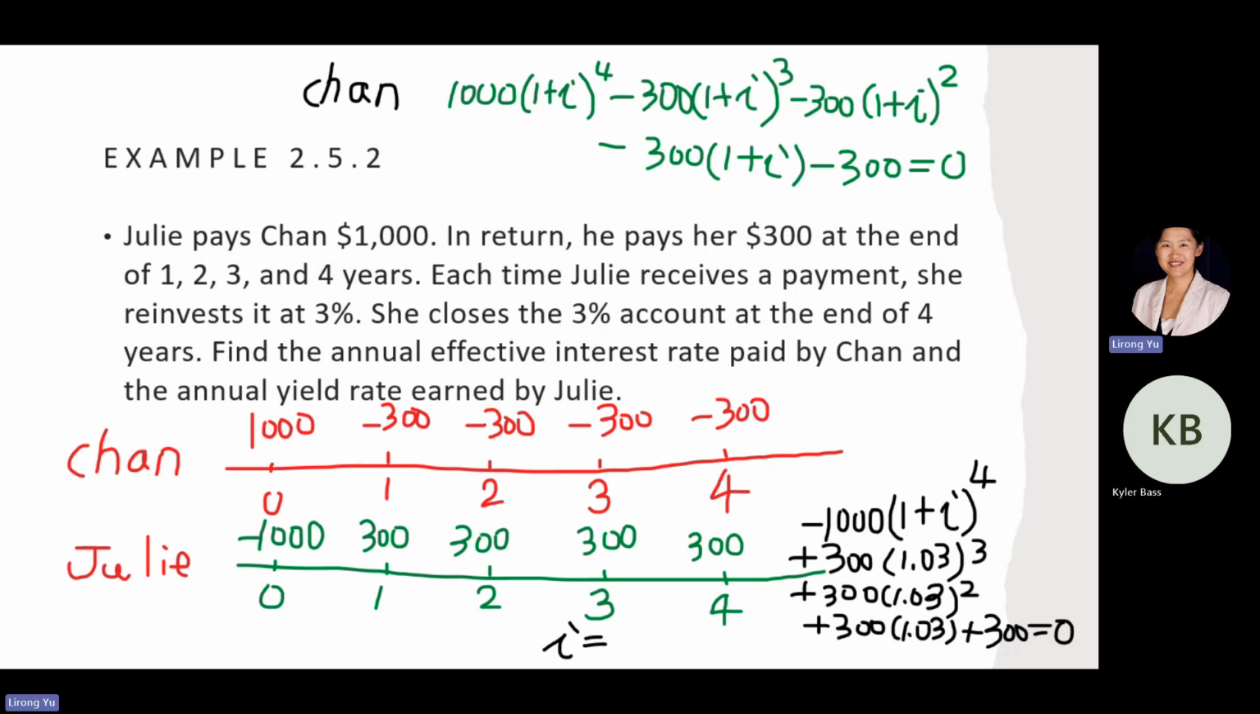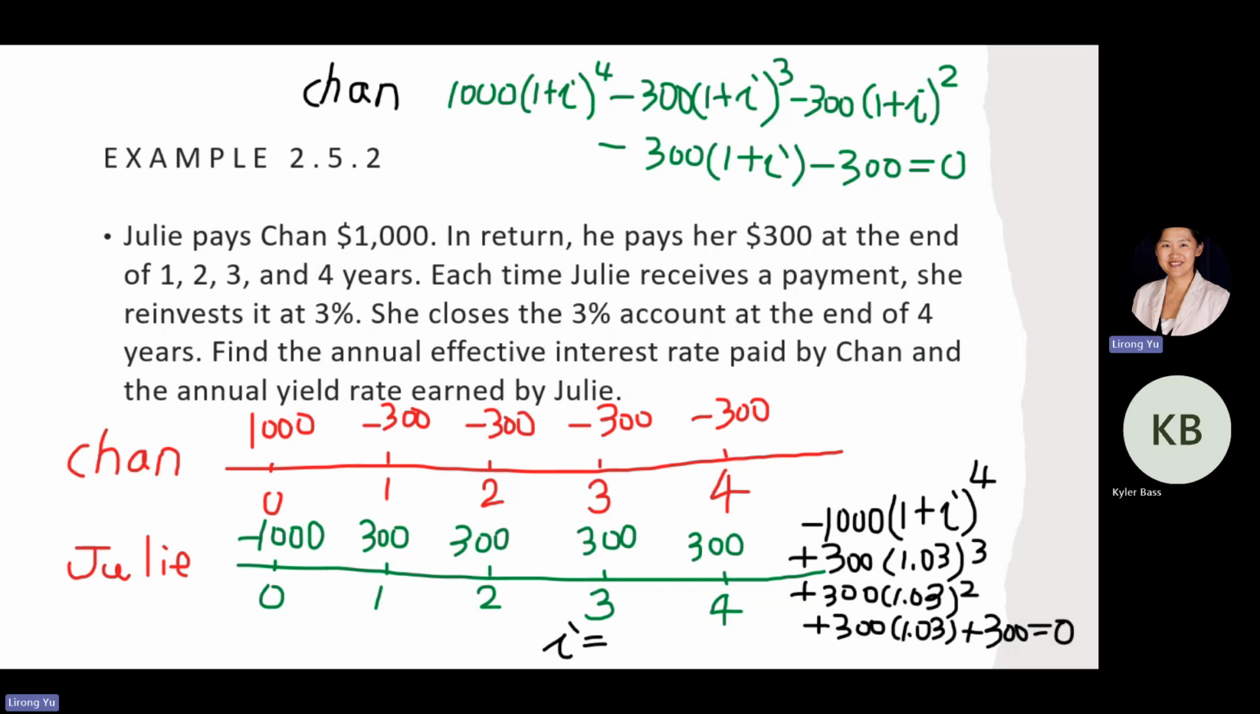So we're actually setting up 2 timelines for the 2 persons. One is for Chen. He has 1,000 at time 0, and then he has negative 300 at 1, 2, 3, 4. And the equation up top will be his equation of value, assuming the internal rate of return is i. And we have 1,000 times (1 plus i) to the power 4 and 300 times (1 plus i) to the power 3. This is a time 4 equation, 1, 2, 3, 4, 4 intervals. And that's why we have those powers. And so the equation on top is for Chen.